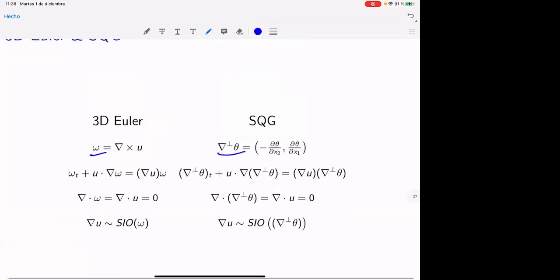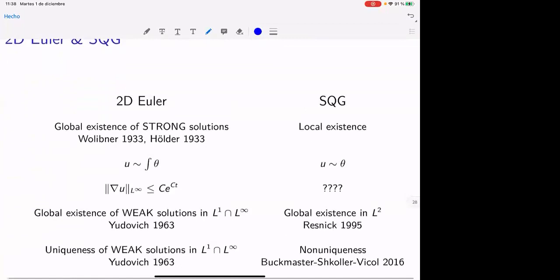And if we compare it with 2D Euler, it's good and bad at the same time: we know a lot less. In particular, we don't know whether there is global existence of solutions for SQG. This is still an open problem. And if you think about how things were 30 years ago for the vortex patch, we are sort of at the same point, just for this more complicated equation than Euler.